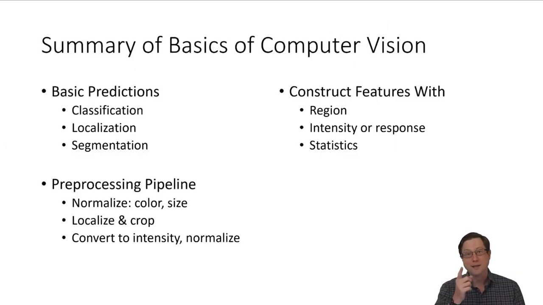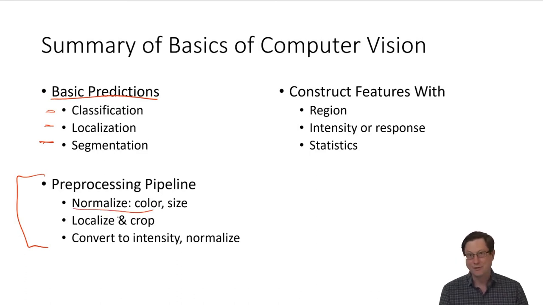And now we're going to get to the summary of basics of computer vision. We talked about prediction types: classification, which you know what it is; localization, which is finding the points of interest, like the nose and the corner of the mouth; segmentation, which is a little like what the green screen is doing, of cutting out a particular type of object from the background. Generally, when you're doing computer vision, you're going to have some processing pipeline, which takes the raw sensor input, normalizes it for the color, the size, localizes what you're trying to work on for your particular classification task, crops it, converts it to intensity, normalizes, and then gets started with constructing features.